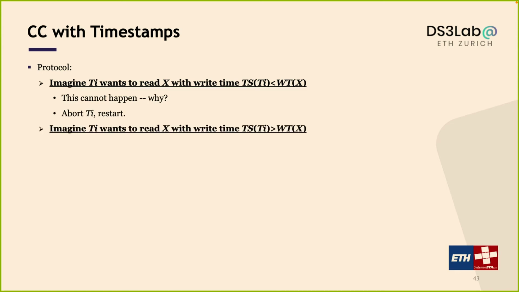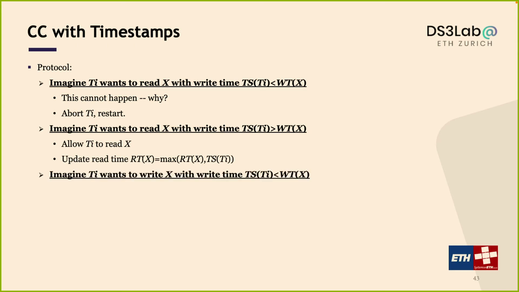Okay? And then imagine Ti wants to read X with a write time that is smaller than the timestamp of Ti. What does this mean? This means that I'm trying to read an object that is being updated by a transaction that happens earlier than me. I'm Ti, okay? It happens earlier than me. That's fine. Right? In the serial order, there's nothing stopping me from doing that. So I will just read it, and then I will update the read time of X to say, okay, now Ti is the latest transaction, the largest timestamp that read this object. I need to update it. Every single time I read or write, I need to update that value.